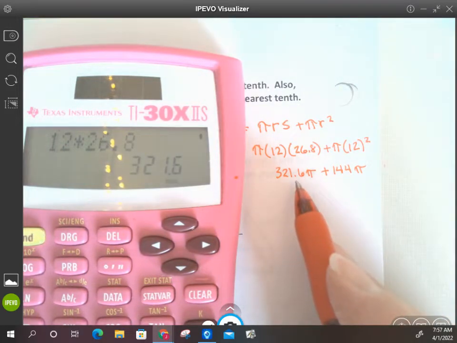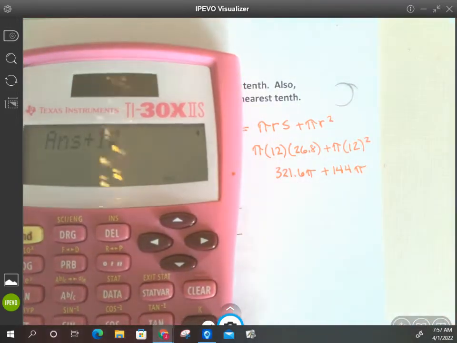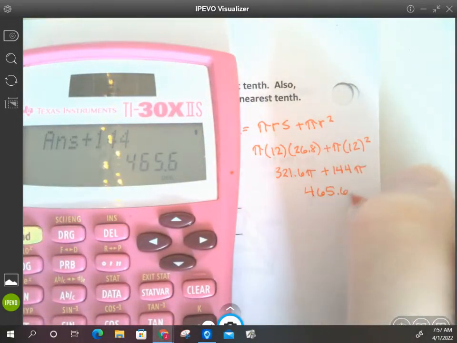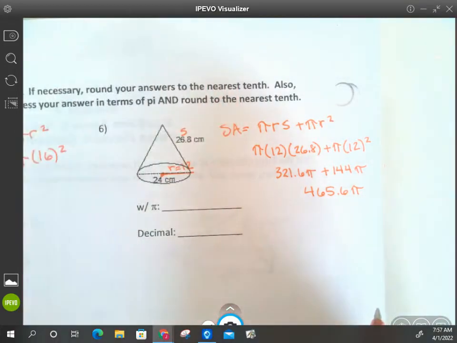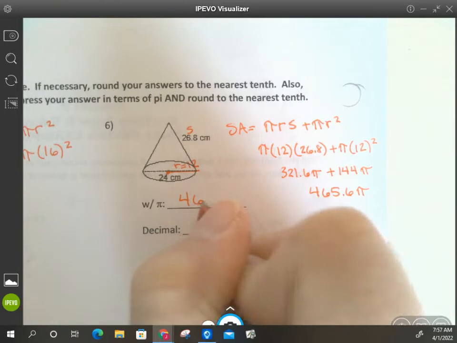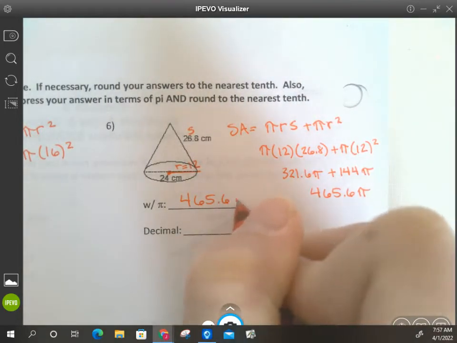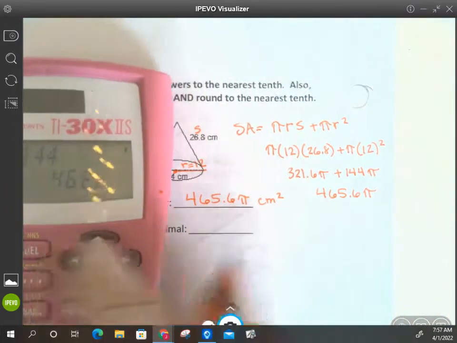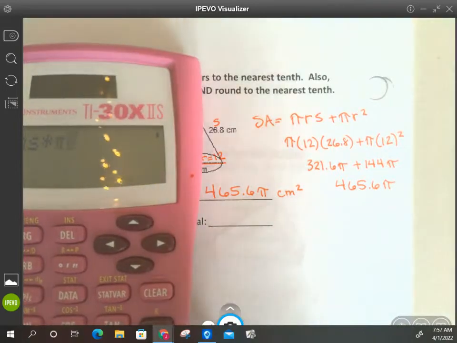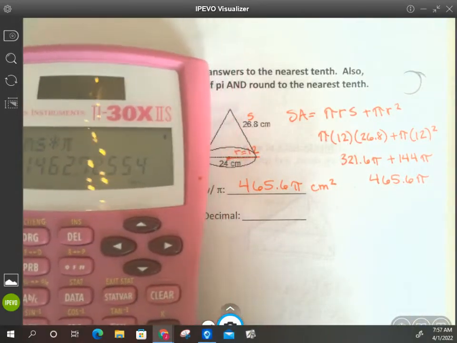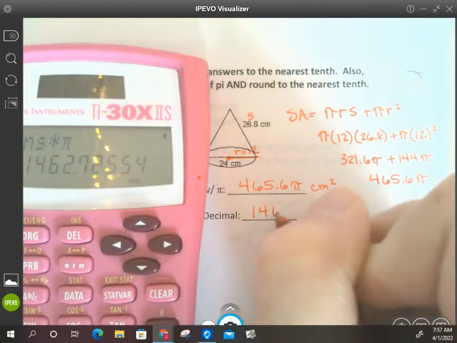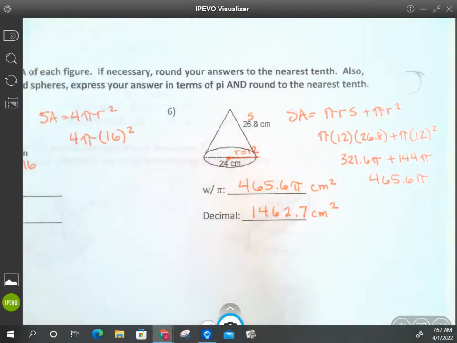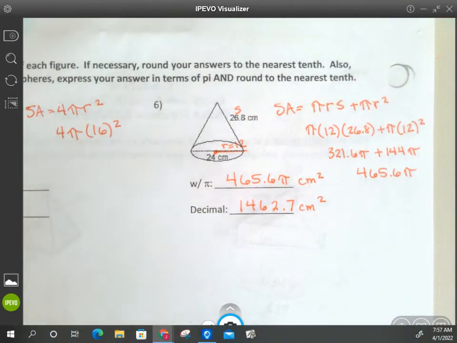So I want to show you this. So this is what we're going to do. We're going to add the 321.6 plus 144. They are like terms, and I get 465.6. Keep the pi, just like if we were keeping x. So here is your pi, 465.6 pi, and what will we label it? Centimeters squared. And then I'm just going to keep that, and I'm going to hit times pi in my calculator. So it already has the answer, and that is my new answer. 1462, it said nearest tenth, so 0.7 centimeters squared. So I wanted to give you a quick reminder of how to keep pi in it.